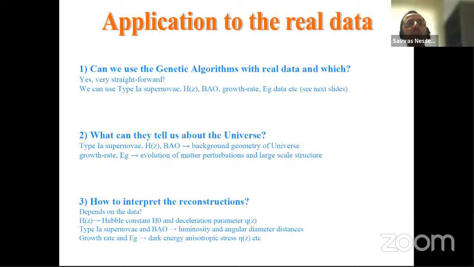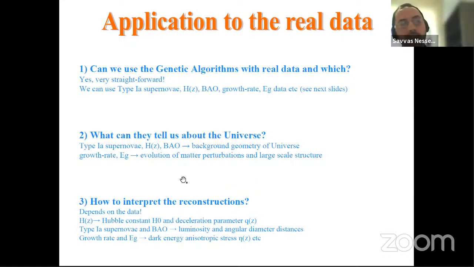And then the question is, what do they tell us about the universe? So for example, stuff like type 1a supernovae and cosmic chronometers and so on, they tell us about the background geometry of the universe. Stuff like the growth rate or the EG data tell us about the evolution of matter perturbations and the large scale structure. And how can we interpret these reconstructions? I will show an example in a moment.